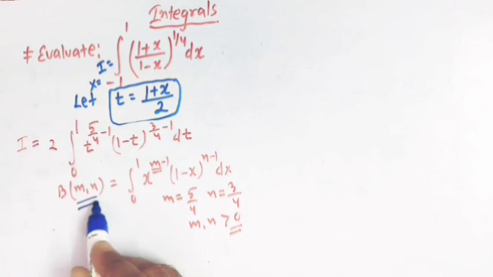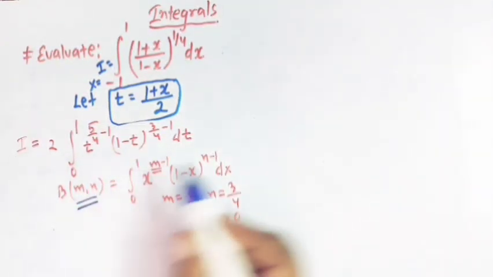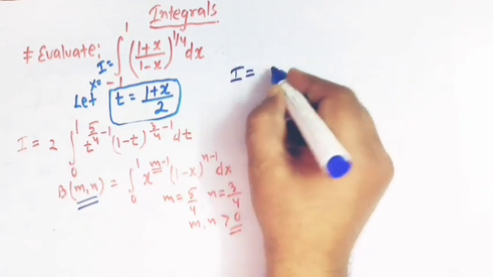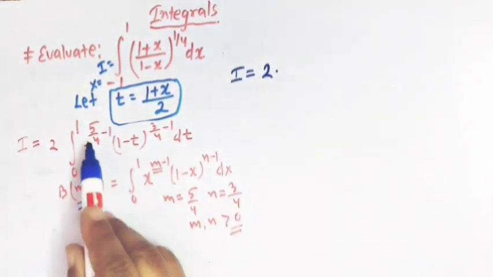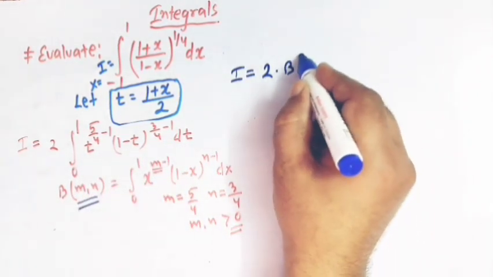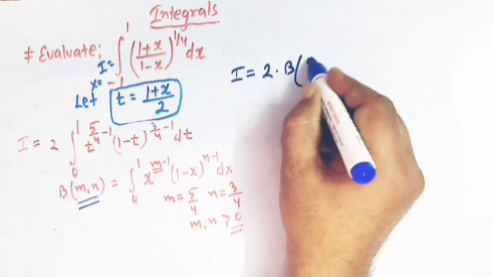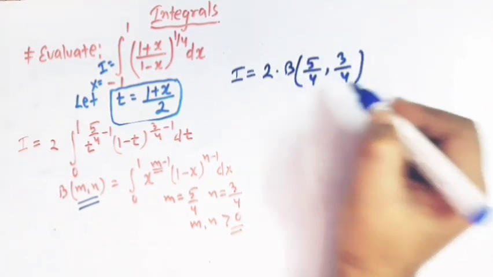So using this in the integral I, we have I is equal to 2 times beta of (m, n), where m is 5 by 4 and n is 3 by 4. So we have 2 times beta of (5 by 4, 3 by 4).